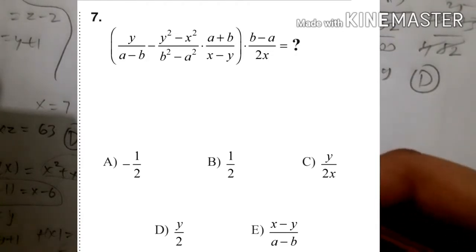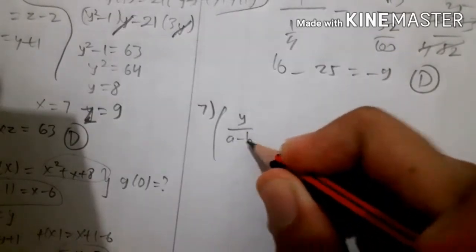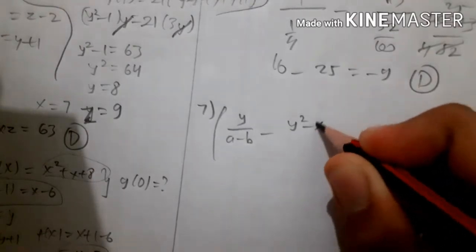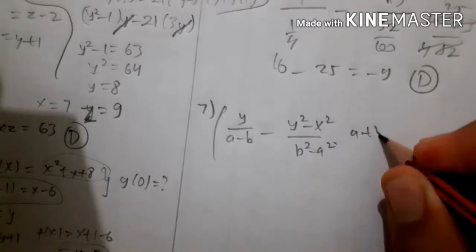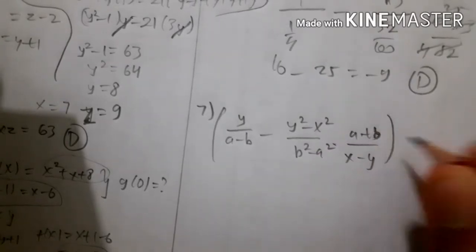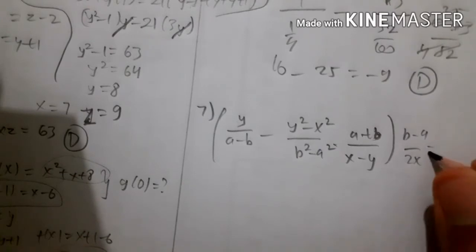Quite long here, but maybe this is just a matter of simplification. Y over a minus b minus y squared minus x squared over b squared minus a squared times a plus b over x minus y, multiplied by b minus a over 2x.